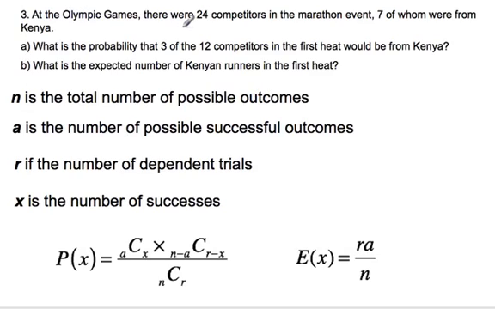At the Olympic Games, there were 24 competitors in the marathon event, 7 of whom were from Kenya. What is the probability that 3 of the 12 competitors in the first heat would be from Kenya?